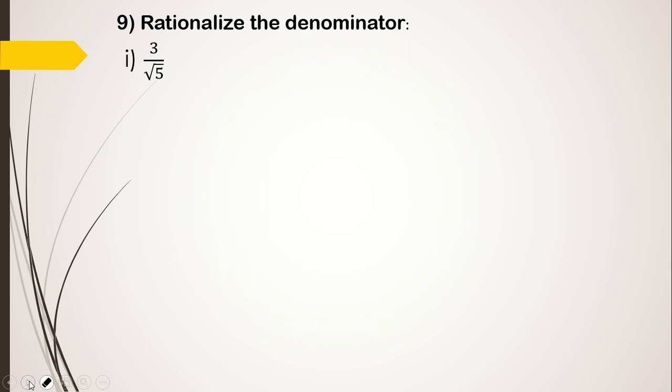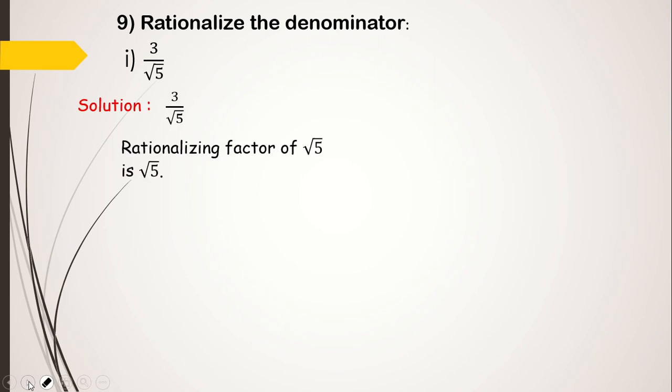Rationalize the denominator. This kind of example we saw just now. We are going to multiply numerator and denominator by root 5. The rationalizing factor of root 5 is root 5. So just multiply numerator and denominator by root 5, and we will get the answer 3 root 5 upon 5, and root 5 into root 5 is 5.